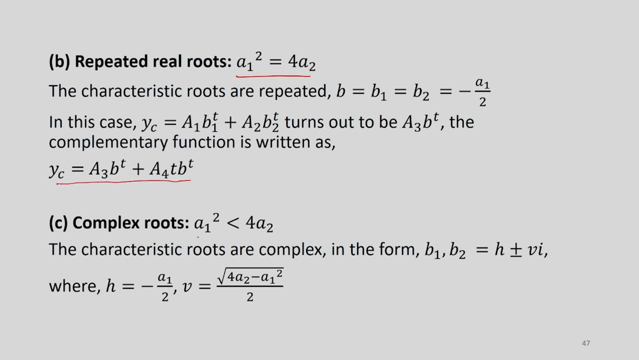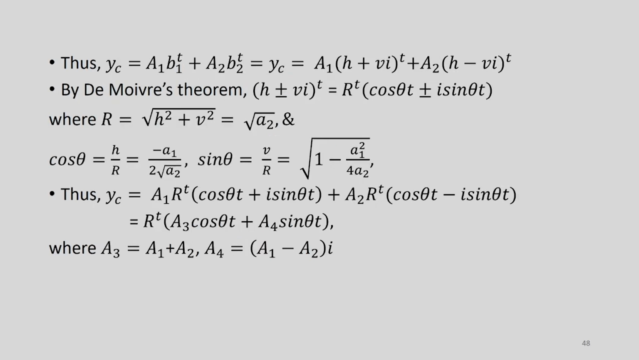And finally, you can have complex roots where this condition is satisfied, a1 squared is less than 4a2. In this case, the complementary function will be given by r^t (a3 cos θt + a4 sin θt), where θ and r are defined by these two relations.